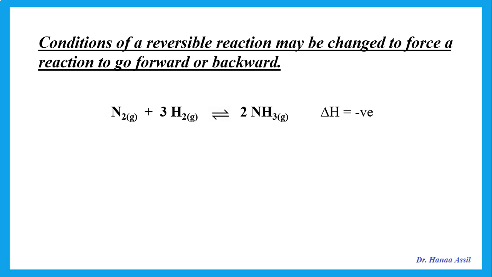For example, if I have this process, do you remember the name of this process? We said this is the Haber process, and this is nitrogen plus hydrogen to give ammonia. Now, if we're trying to make ammonia, then we want the reaction to go forward. We don't want it to go backward. So we try to adjust the conditions in order to force this reaction to go more forward, to give more ammonia. So what can I do to the reaction to give more ammonia, for example?